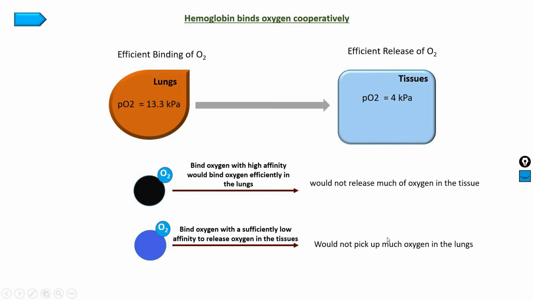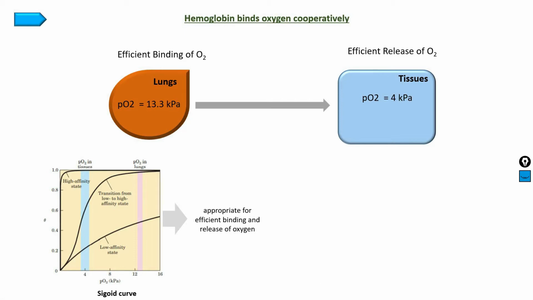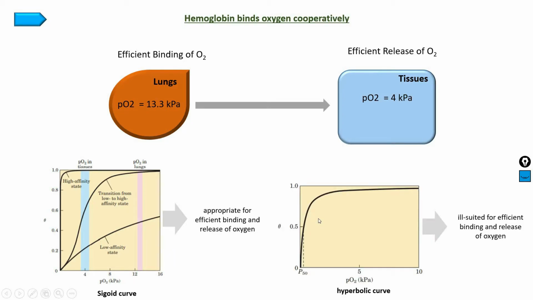So hemoglobin solves these two problems by undergoing a transition from a low affinity state to a high affinity state, that is from T state to R state. As a result of this transition, hemoglobin has a hybrid S-shaped or sigmoid binding curve for oxygen. Any protein that has a sigmoid binding curve for oxygen is appropriate for efficient binding and release of oxygen, whereas myoglobin binds oxygen with a hyperbolic curve rather than a sigmoid binding curve, and any protein that has a hyperbolic curve for oxygen binding is ill suited for efficient binding and release of oxygen.